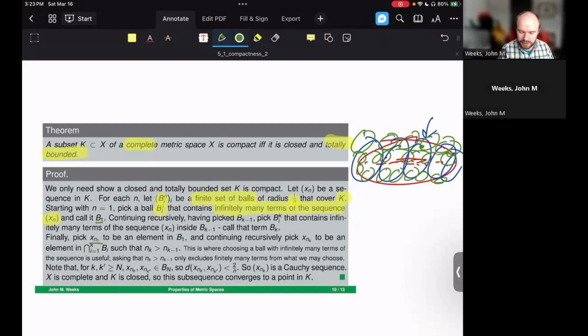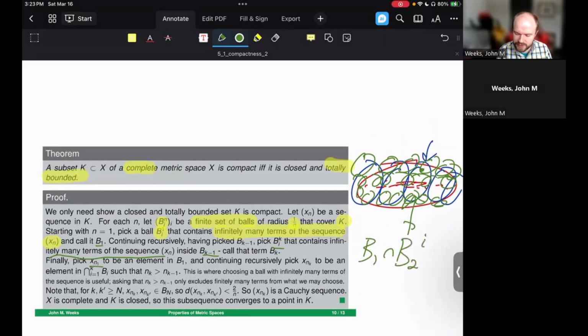So then what I'm going to do is pick one of those little 1/2 radius balls that contains infinitely many terms of the sequence, and for those that live inside of the space B sub 1, there should be, again, infinitely many terms of this sequence, because we're able to break this apart into finitely many balls in terms of their intersections. And so one of the intersections of the space B1 intersect B2i for some i has to have infinitely many terms of the sequence x n.